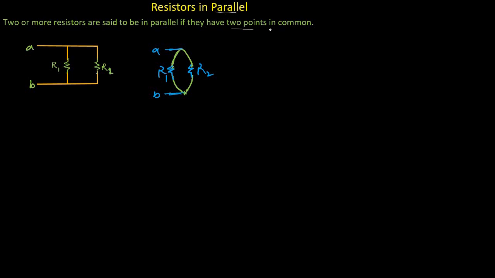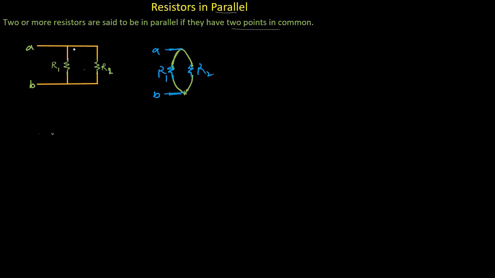By 2 points in common, we mean that, let's consider we have two resistors R1 and R2, and they are connected to the same points in this circuit. R1 and R2 are connected to point A, and R1 and R2 are also connected to point B. So these two resistors are sharing the same 2 points, so they are in parallel.